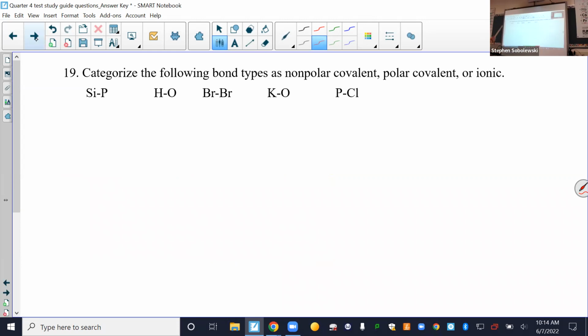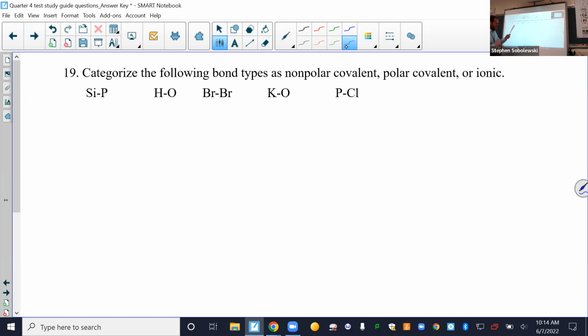Question 19. Categorize the following bond types as nonpolar covalent, polar covalent, or ionic. So we're going to use our reference sheet here. We see the electronegativity range right there, and we have electronegativities on the last sheet. So it's just a little bit of math and a little bit of categorization.